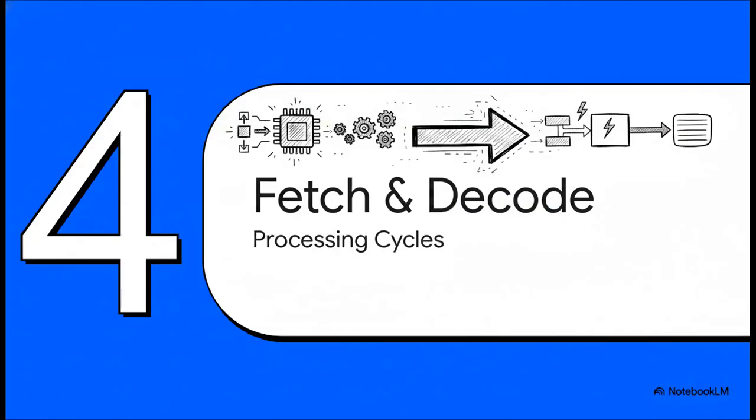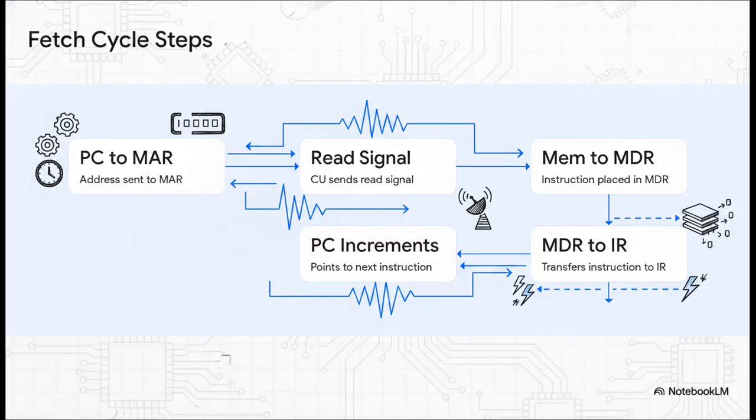Part 4. Fetch and Decode. This is where the real action sequence happens. It all kicks off with the fetch cycle, which is basically a lightning-fast relay race. Step 1. The address currently in the program counter gets transferred over to the memory address register. Step 2. The control unit fires off a read signal to the memory.